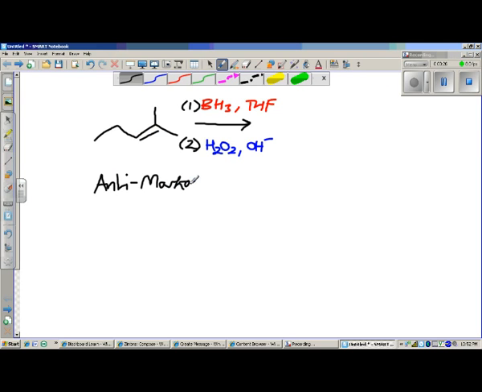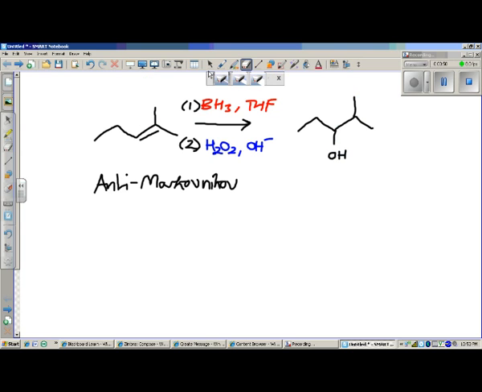anti-Markovnikov alcohol, and as such is unique, because the other alkene addition reactions that we've seen to form alcohols form Markovnikov alcohols. So in other words, the product that we get here is where the OH, which usually adds the most to the more substituted carbon, in this case actually adds to the less substituted carbon.